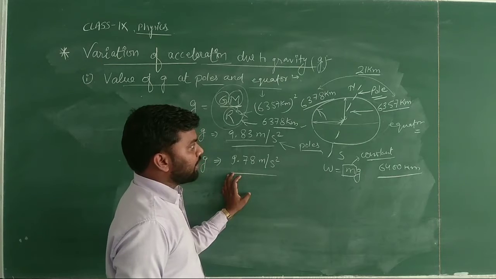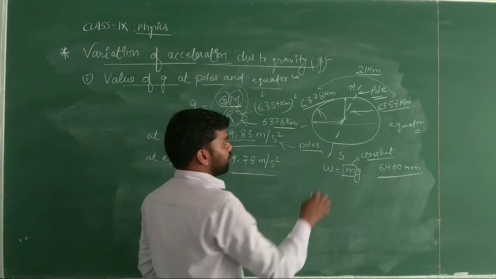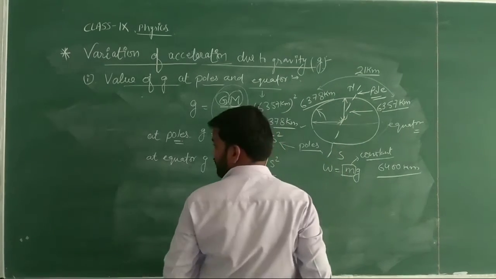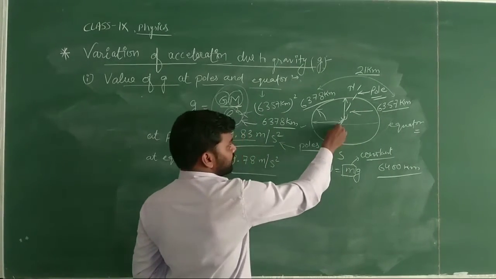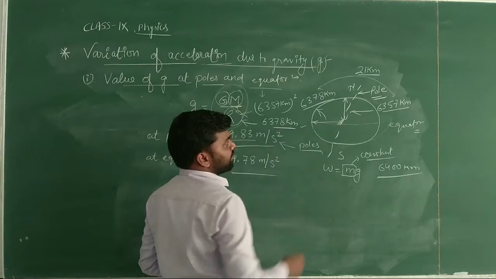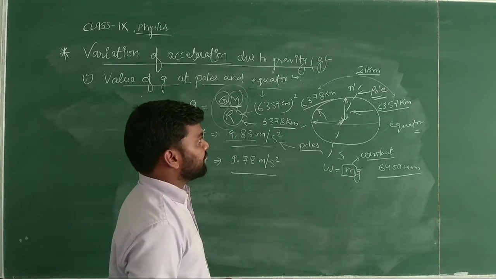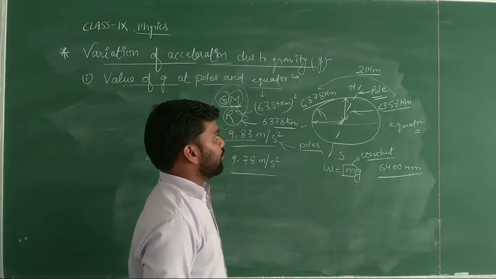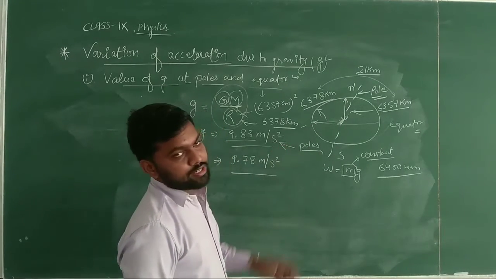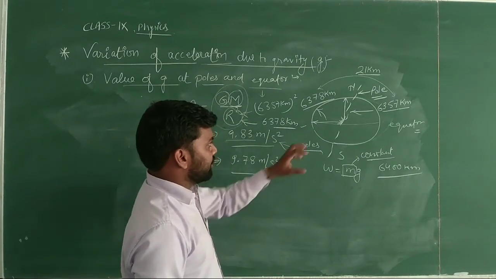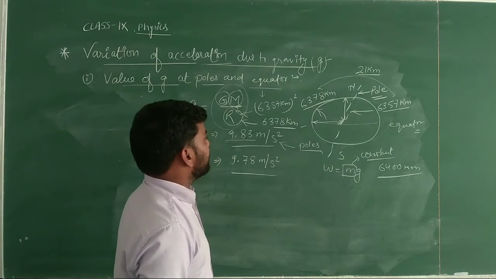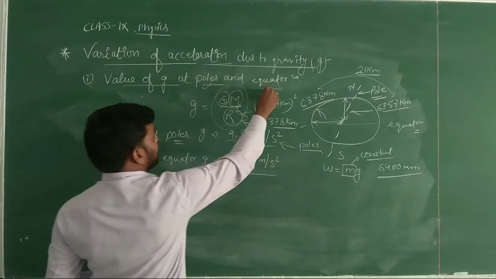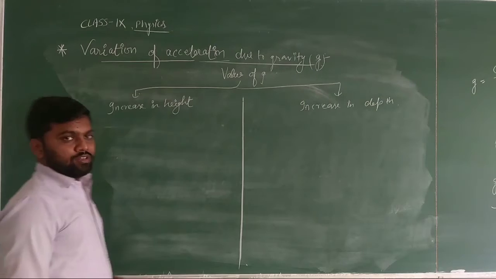Now the question is, why will it be lesser? Because the radius was smaller at the poles, but at the equator the radius is much larger, about 21 kilometers longer compared to the poles. So our earth is not a complete sphere, its shape is different. That's why the value of g varies between the poles and the equator.